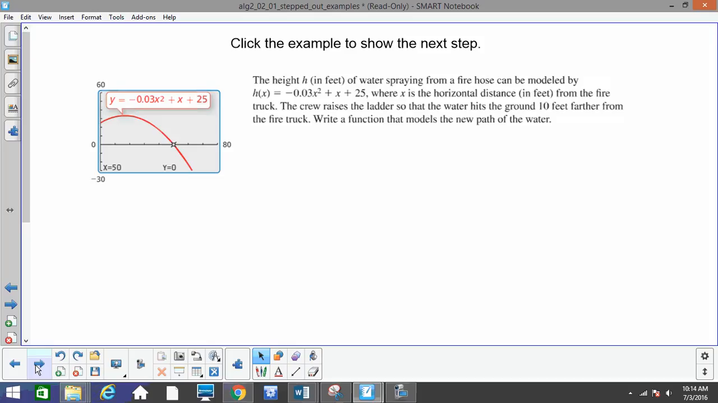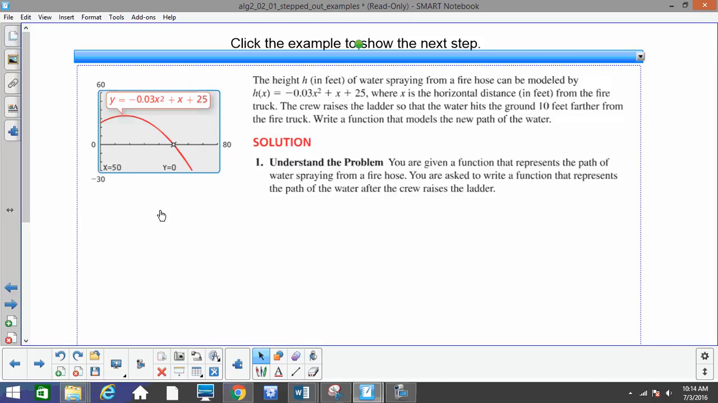So we want to write a function for this. You can kind of visually see what's happening. The water spraying by a hose, here's the function, and that makes sense. It's going to go up a little and then come back down. So a lot of times in math, when you're understanding that problem, you're going to have to read that problem a couple times, and there's nothing wrong with that.